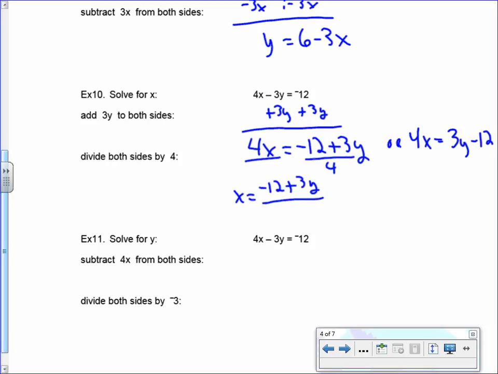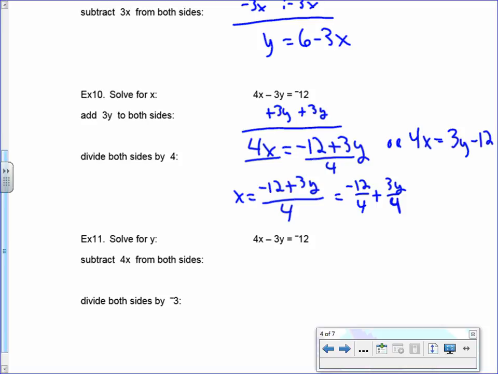This is a perfectly good answer, just like it is. There's nothing wrong with it. But I want you practicing rewriting it by actually doing that division and reducing. And again, you can use your calculators to help you. You've got to do -12 divided by 4, and you've got to do 3y divided by 4.